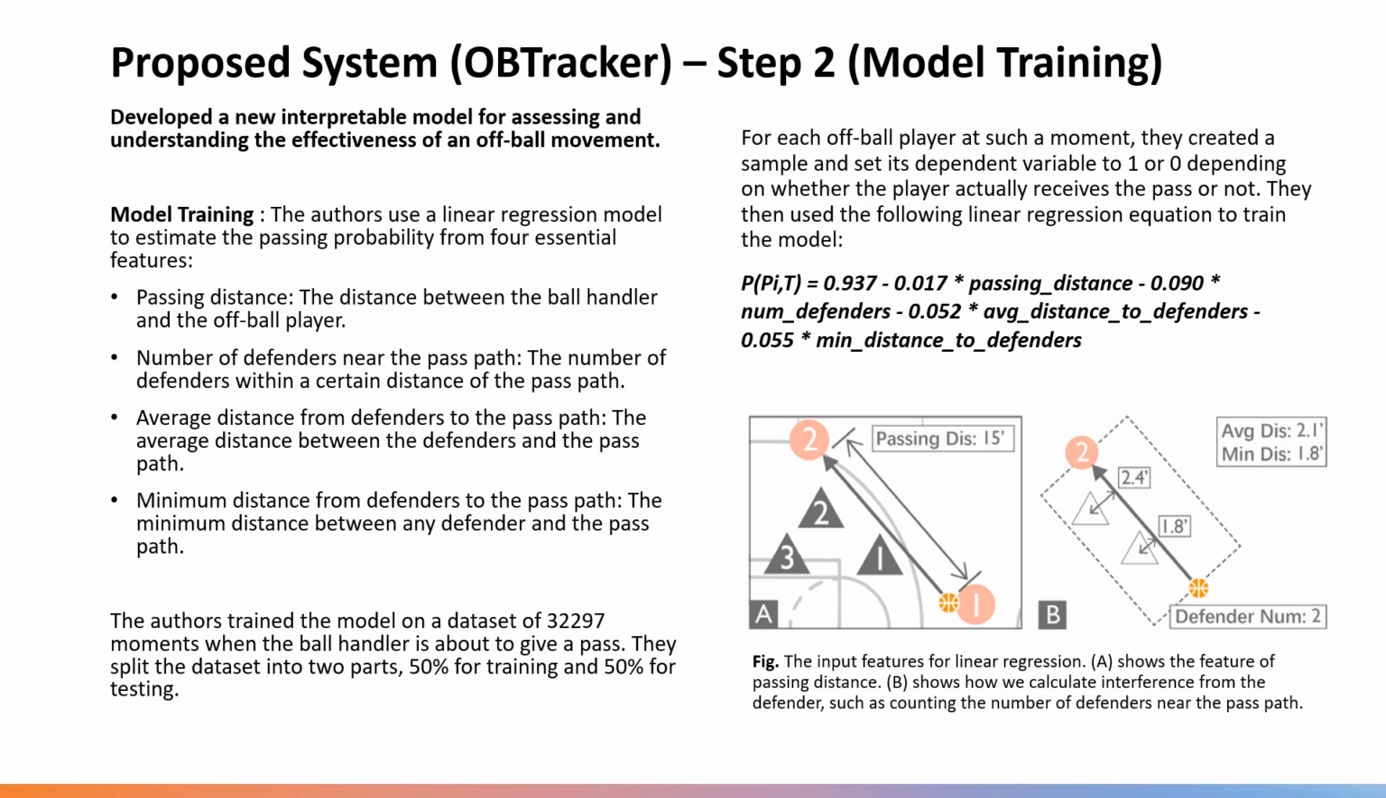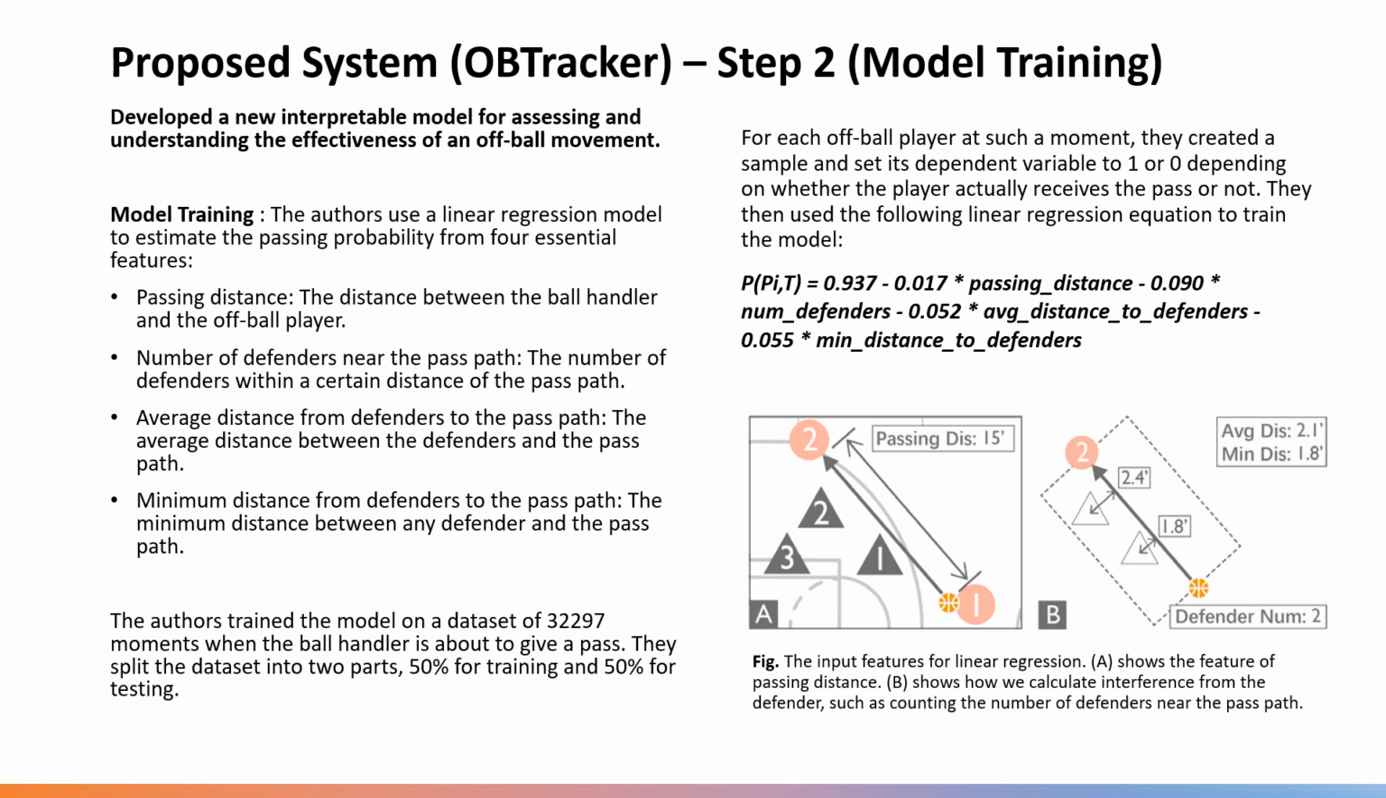So it basically tells the effectiveness of that movement. Hence, this problem boils down to whether the off-ball movement will result in a pass or not. Hence, the linear regression model is trained with input features or input parameters and an output variable which is 0 or 1, which is whether a person would get a pass or not.